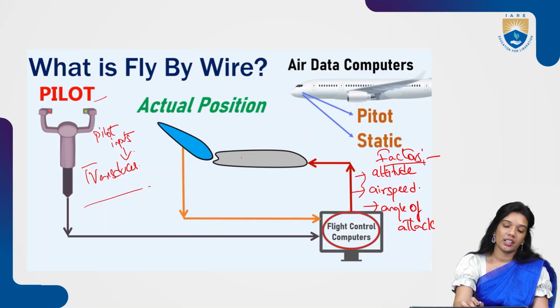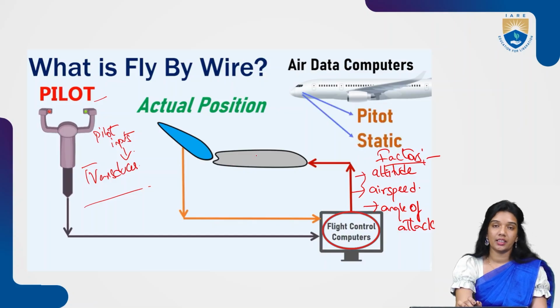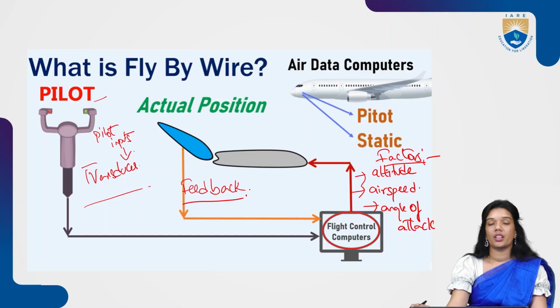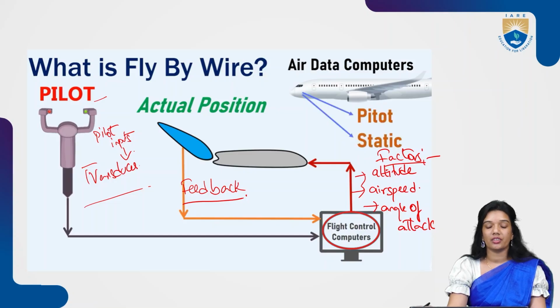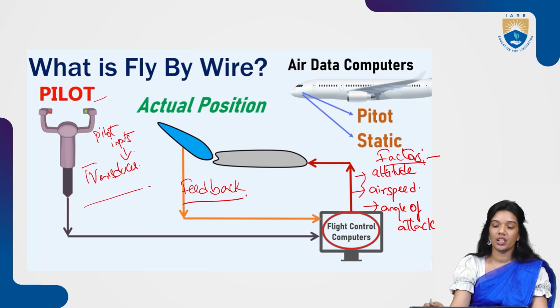Now, whatever the output, the result that has been seen here is sent as feedback. So this is the feedback. There you have a feedback signal. The output that has been displayed, is the output right or wrong? That information is sent via feedback from the control surface back to the flight control computers.